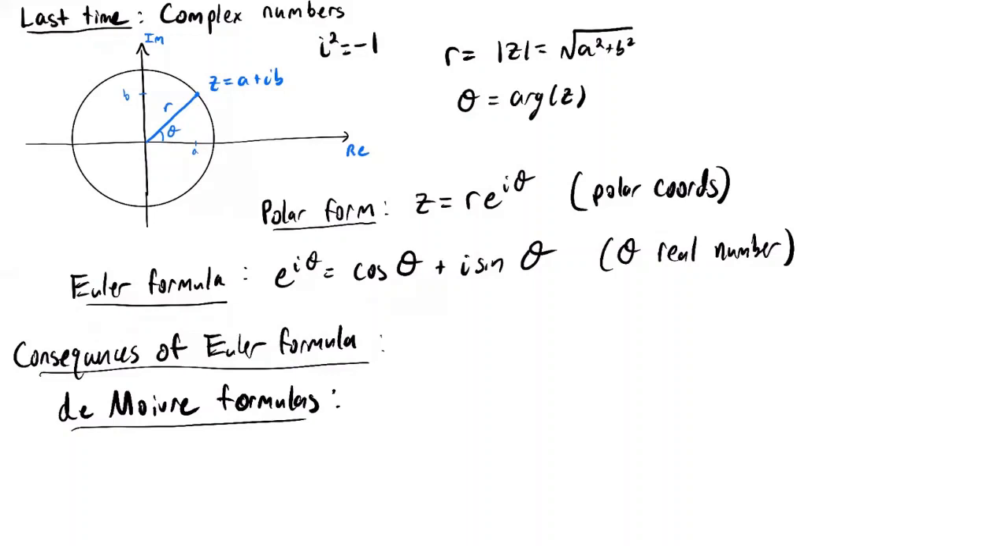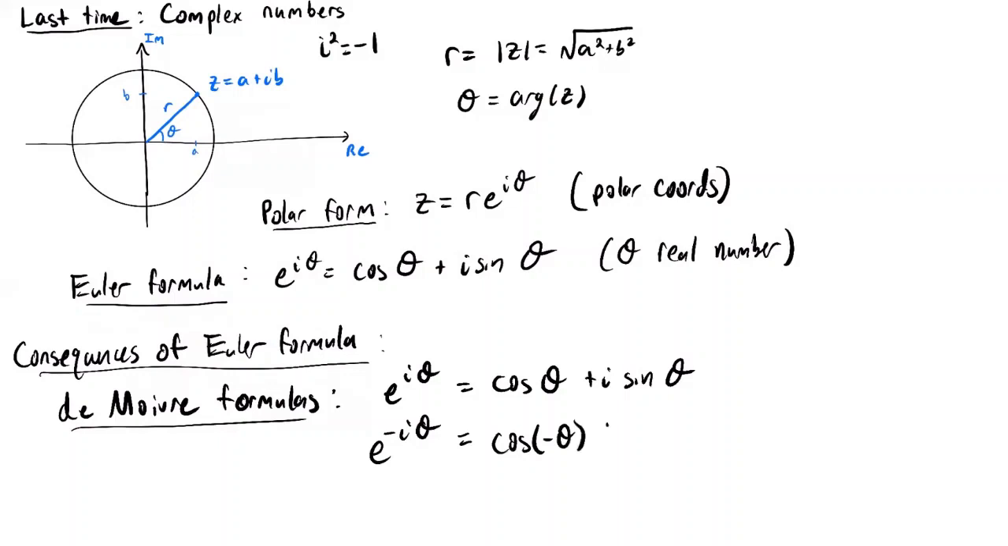Instead of just writing down what the formulas are, let me make some observations which will lead us to the formulas. Notice from Euler's formula, I can write e to the i theta as cosine theta plus i sine theta. Let me copy this over. Let's see what happens if I look at e to the negative i theta. The reason I'm doing this is because we know that cosine is an even function and sine is an odd function, so we're going to get an identity related to the first if I plug in minus theta. This is cosine minus theta plus i sine minus theta.